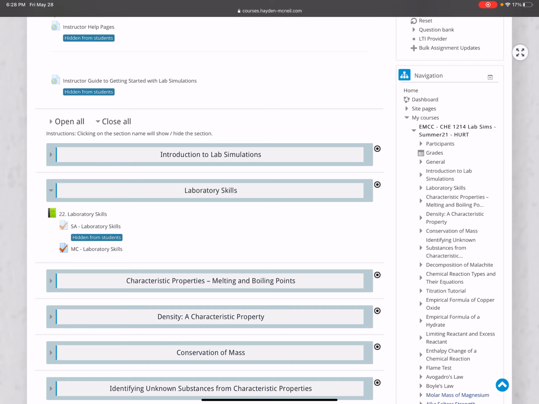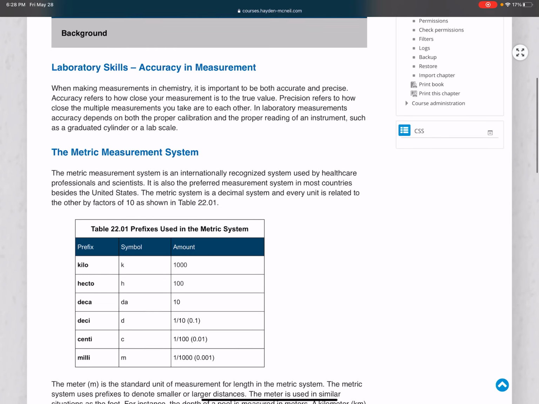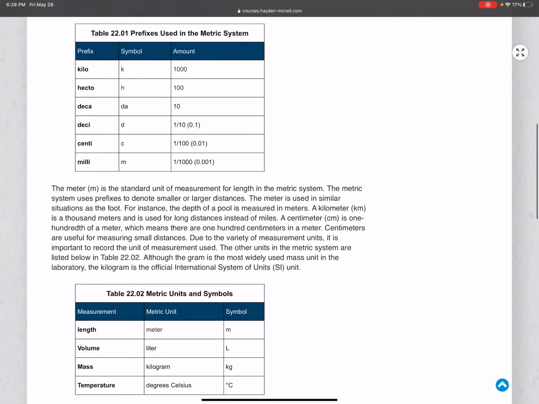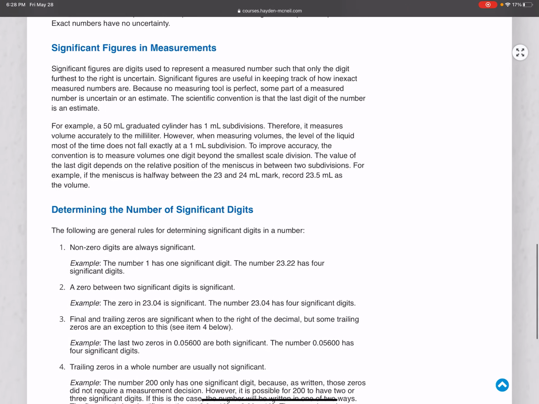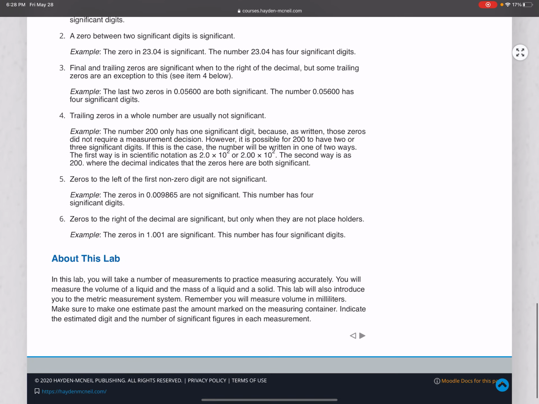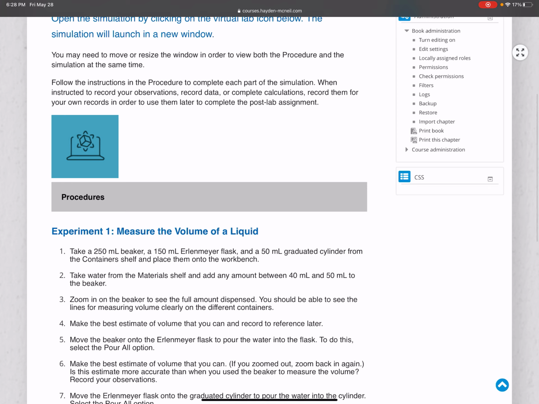Don't click on that until you've run the lab, okay? So, if I click on lab skills, this is your background information from the book about whatever it's talking about. This one's with measurements and significant figures and measuring masses and volumes. And the blue button there in the middle will open the virtual lab.